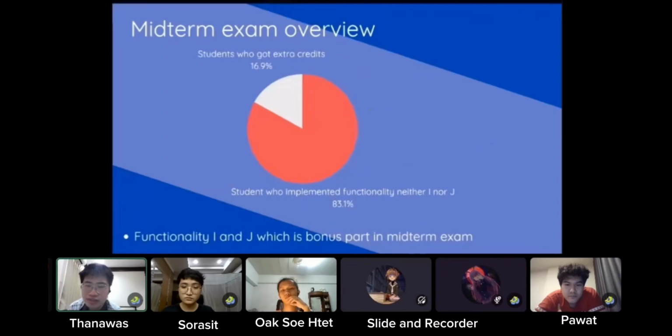Students who got extra credit is only 16.9%. But students who cannot implement functionality I nor J is 83.1%. Functionality I and J are bonus parts in the midterm exam.